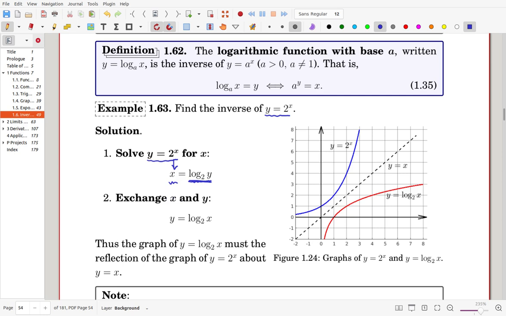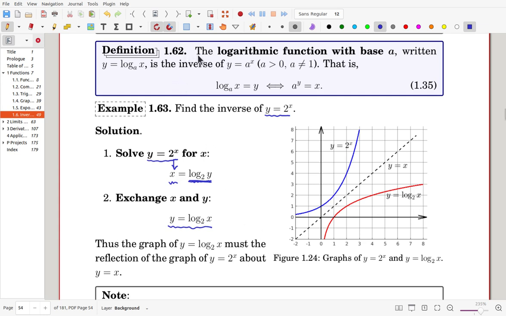And the second step of finding the inverse is exchanging x and y. So log base 2 of x is the inverse of 2 to the x. Here, the graph of y equal 2 to the x is given in this way, so the graph of y equal log base 2 of x must be the reflection with respect to y equal x.